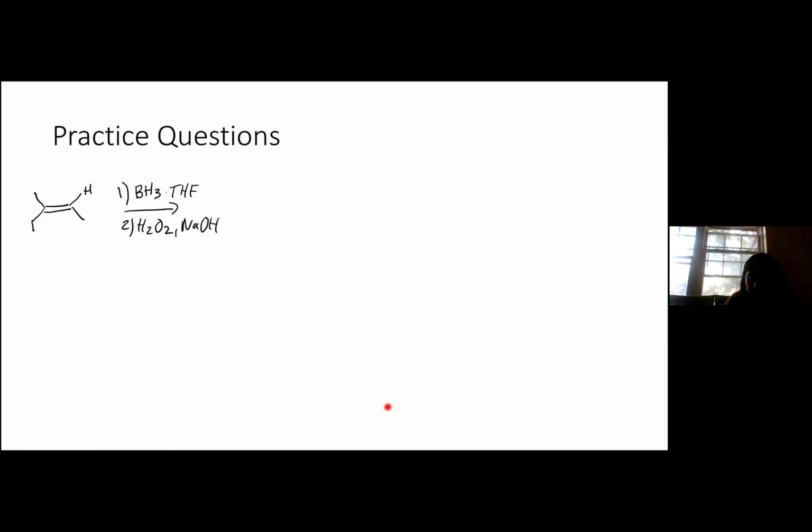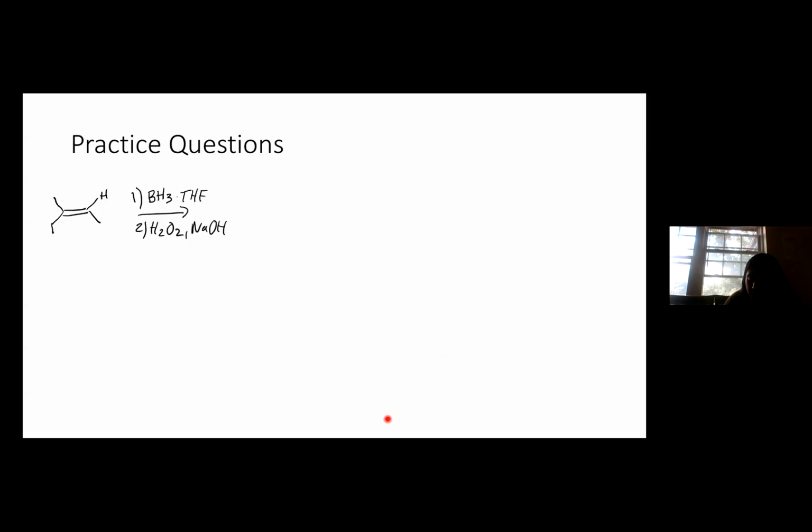Okay, let's do another practice question. So we just went over 3 things that are important for this reaction. Does anyone want to tell me what those 3 things are? The first one was Anti-Markovnikov or Markovnikov. Which one is it?